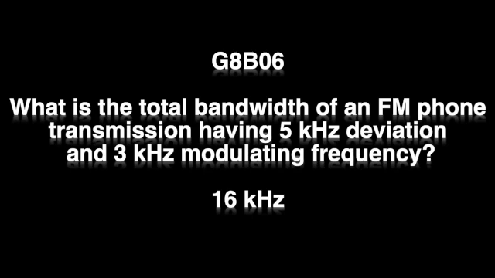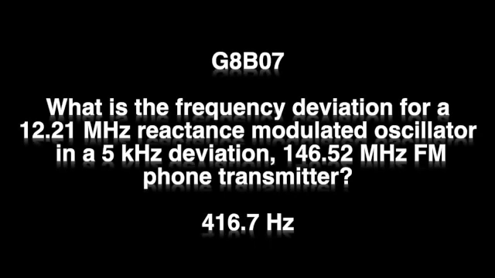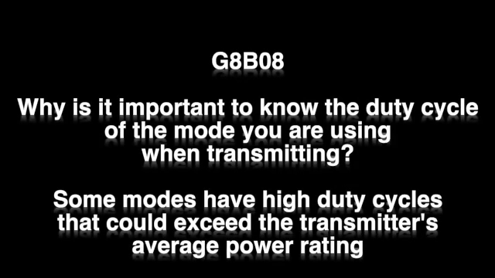G8B06. What is the total bandwidth of an FM phone transmission having 5 kHz deviation and 3 kHz modulating frequency? 16 kHz. G8B07. What is the frequency deviation for a 12.21 MHz reactance modulated oscillator in a 5 kHz deviation, 146.52 MHz FM phone transmitter? 416.7 Hz.